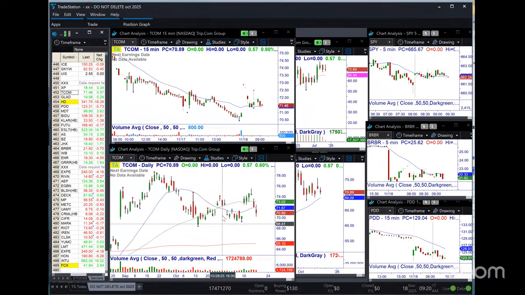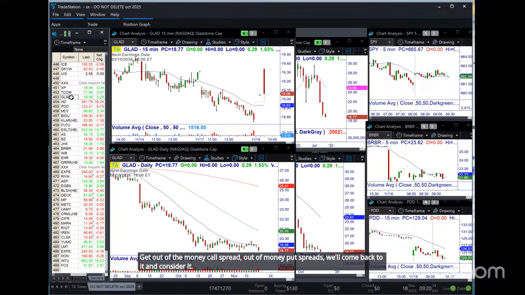Ecom 7150. Now that's a horrible quality buy setup. But it's actually a condor candidate. Out of the money call spread, out of the money put spread, so we'll come back to it and consider it at 10 a.m.-ish.